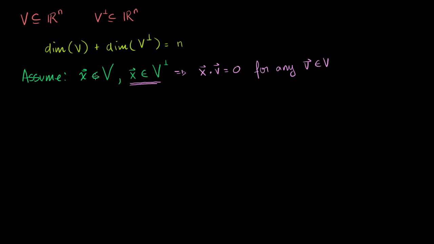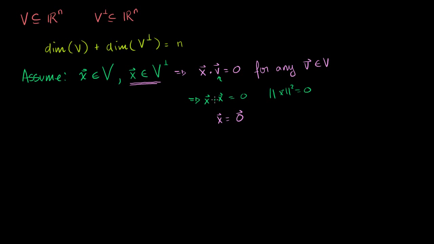Now, we assume that x is also a member of V. So that means that we could stick x here as well, right? For any member of V, x is also a member of V. So that implies that x dot x is equal to 0. Or another way to write that is that the length of x squared is equal to 0, or the length of x is equal to 0. And that's only true for one vector. You can even try it out with the different constituents of x. The only vector that's true for is the 0 vector. So x has to be equal to the 0 vector.